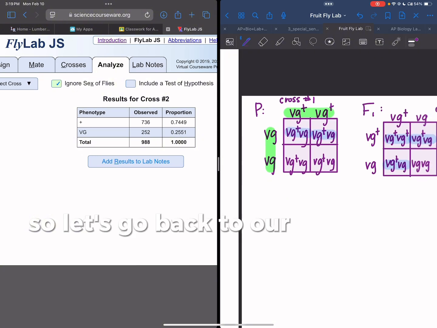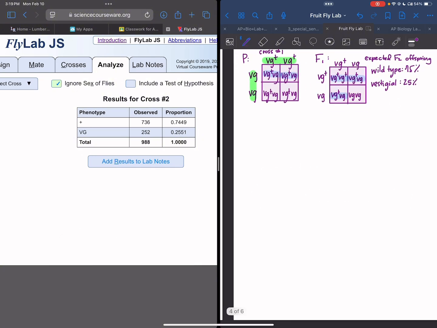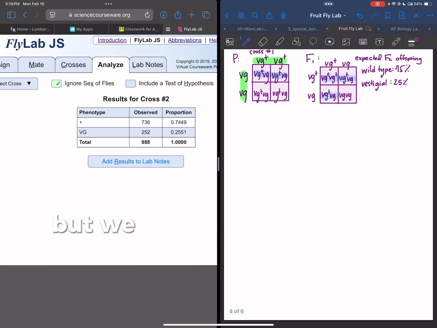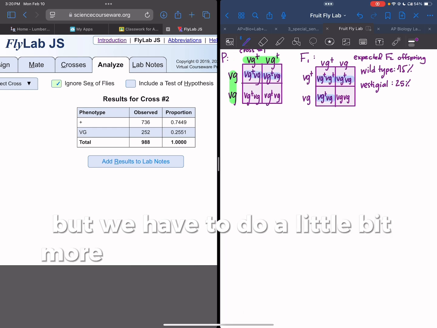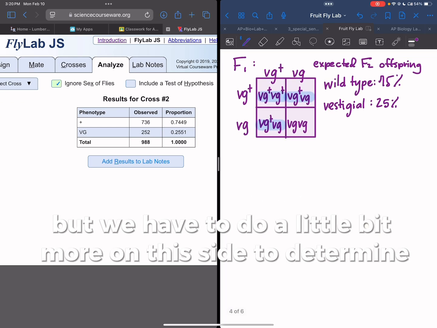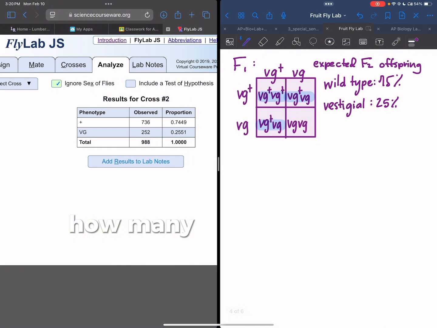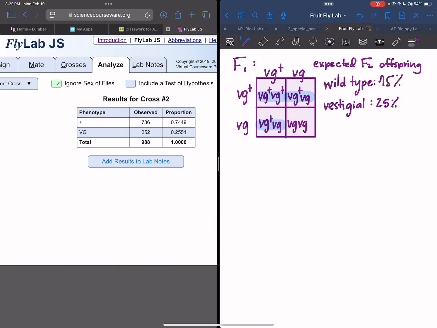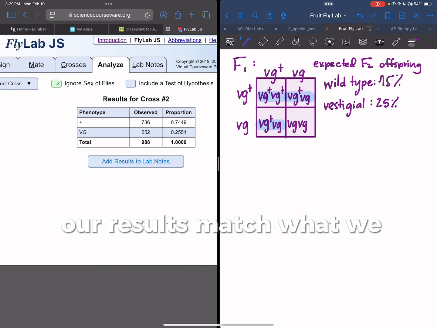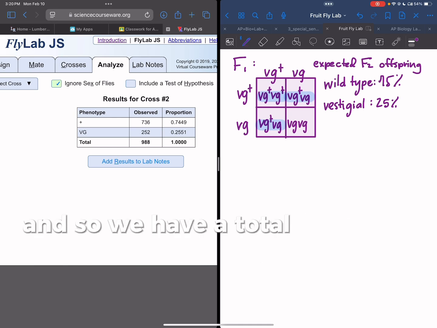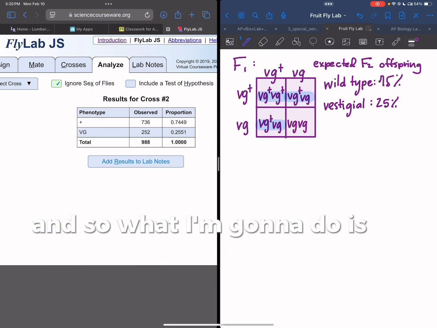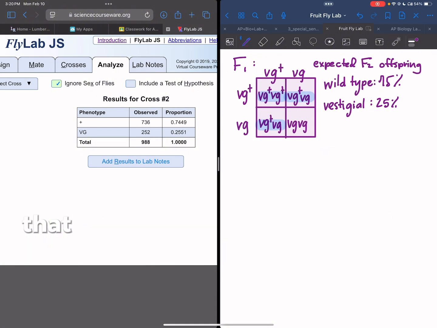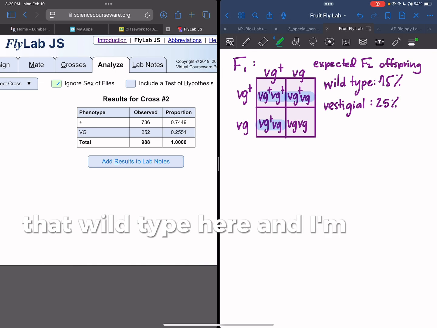So let's go back to the work that we had worked out. These are our numbers, but we have to do a little bit more on this side to determine how many flies we would actually see if our results match what we expected. We have a total of 988 flies for this cross. So I'm going to take that wild type here and figure out what I expect for that.